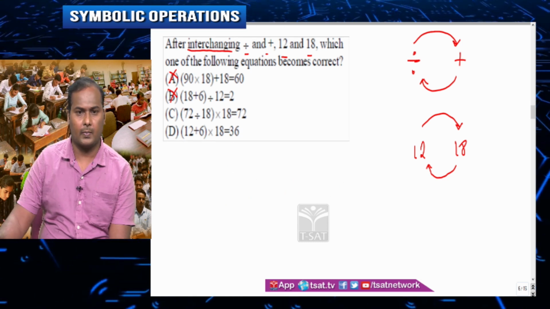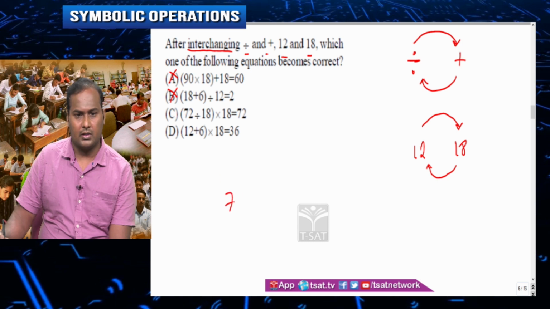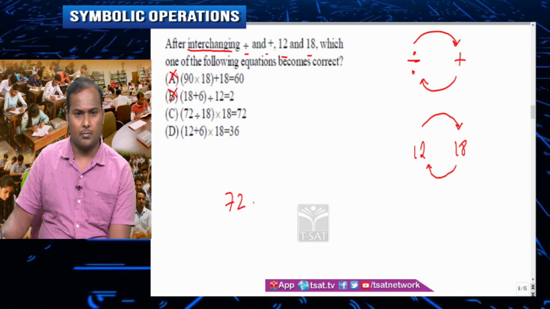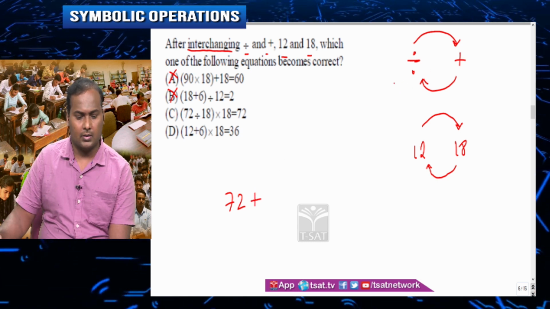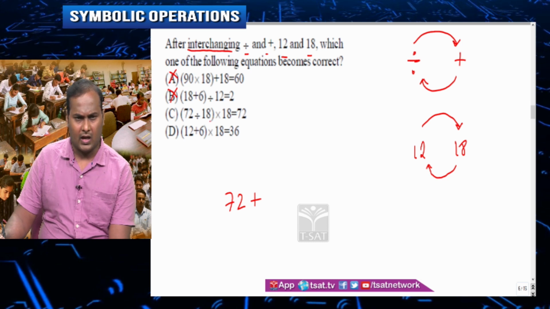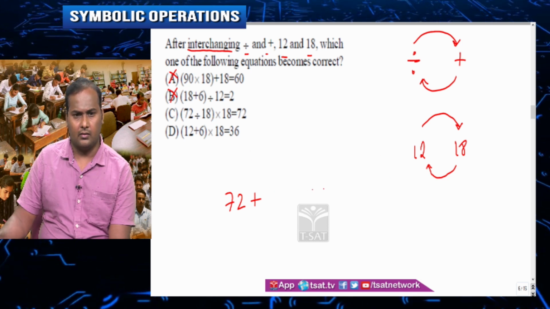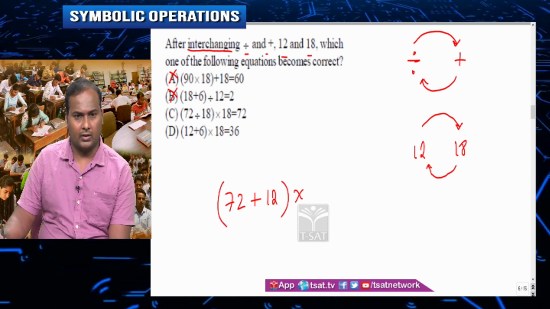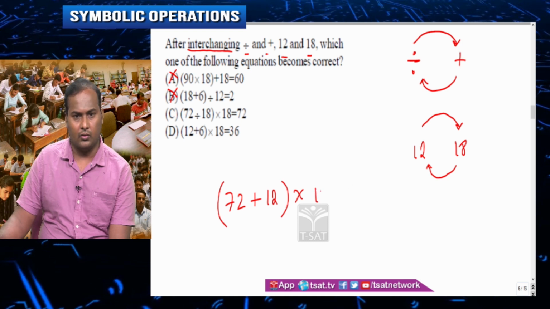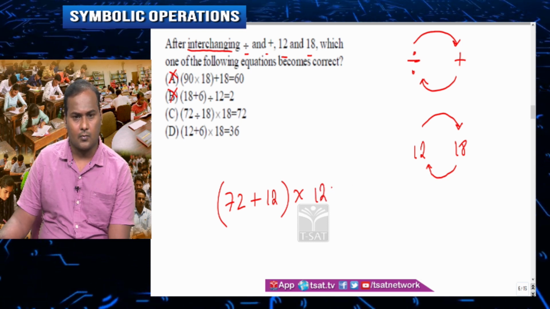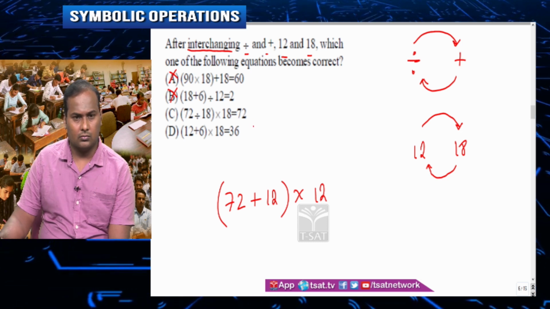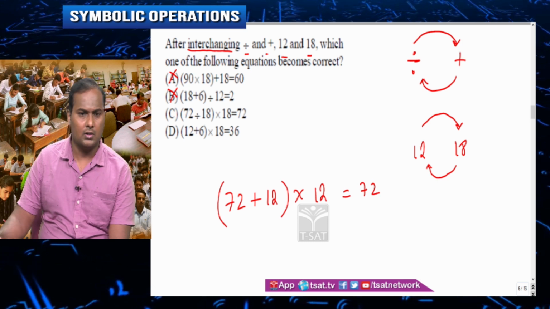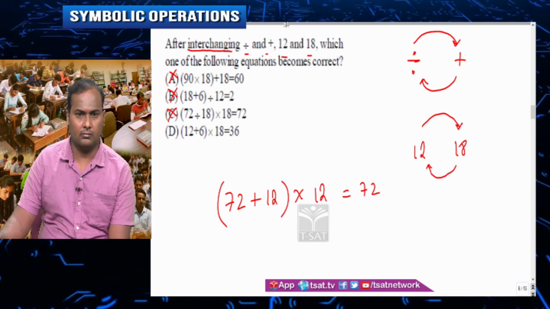Let's look at option C. In option C, you write 72 as it is, then division. Division means plus, so you replace it with plus, and then you have 18 here. When you have 18, you replace it with 12. Again you multiply with 18, and in the place of 18 you put 12 again. Is it equal to 72? You need to check. It's not equal to 72, so option C is also wrong.